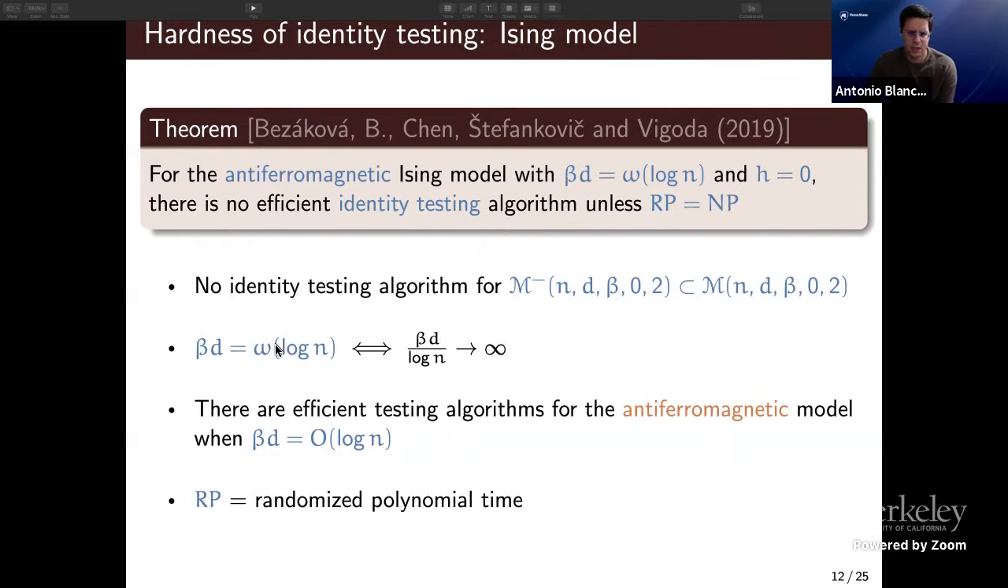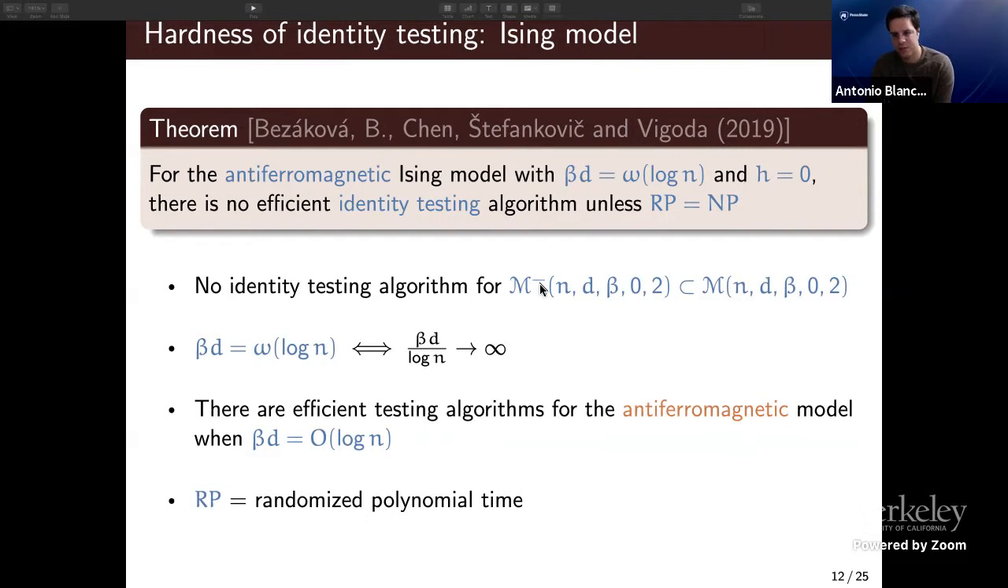So remember that when beta D is order log n, we have an efficient tester. So this is getting quite close to the threshold, right? So we can put here any slowly growing function times log n, and our result will hold. RP is randomized polynomial time, and in the notation from the previous slide, essentially here we're showing that identity testing is hard in this subclass where we have no external field, only 2 spins. And in addition, we only consider graphs where all the edges are negative. So these are antiferromagnetic models.